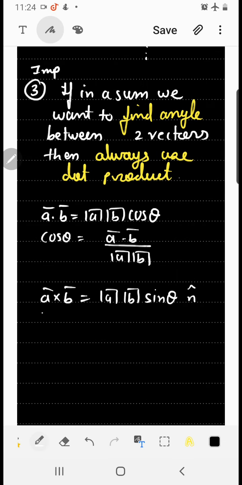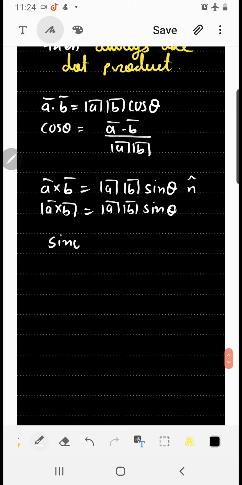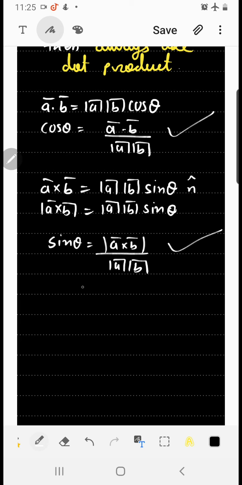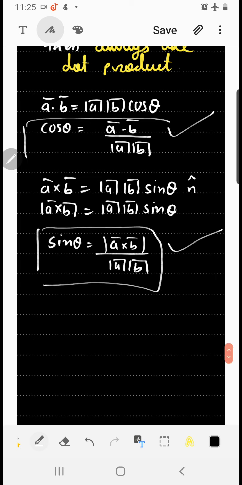Let's just focus on the magnitude of A bar cross B bar. When I take the magnitude of A bar cross B bar, it is mod of A bar mod of B bar sin theta, and the mod of n cap goes away. And from here I can get sin theta is equal to what? Mod of A cross B upon mod A mod B. Now people argue with me: you said that when we say angle, use dot product, but we can also use this formula to get the answer, because this also gives us theta.